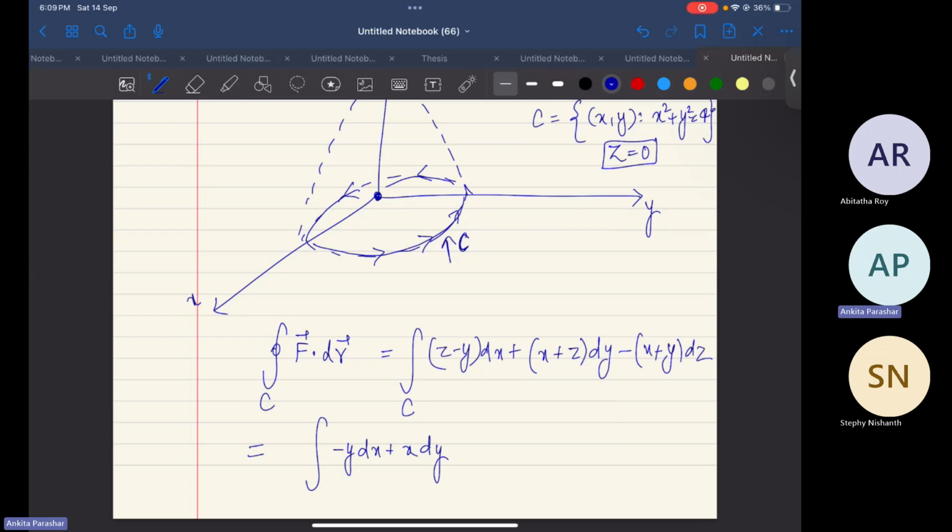This is what we have to compute over the curve. For the parameterization, I'll take x to be 2 cos theta, y to be 2 sin theta, and theta goes from 0 to 2 pi. Isn't it? We get x square plus y square equals 4. X is r cos theta, and r is 2. So is it fine?